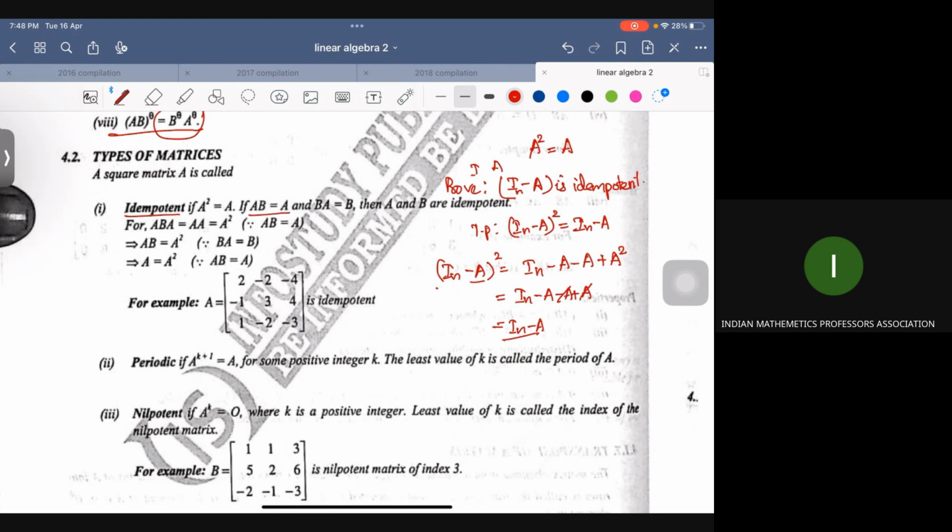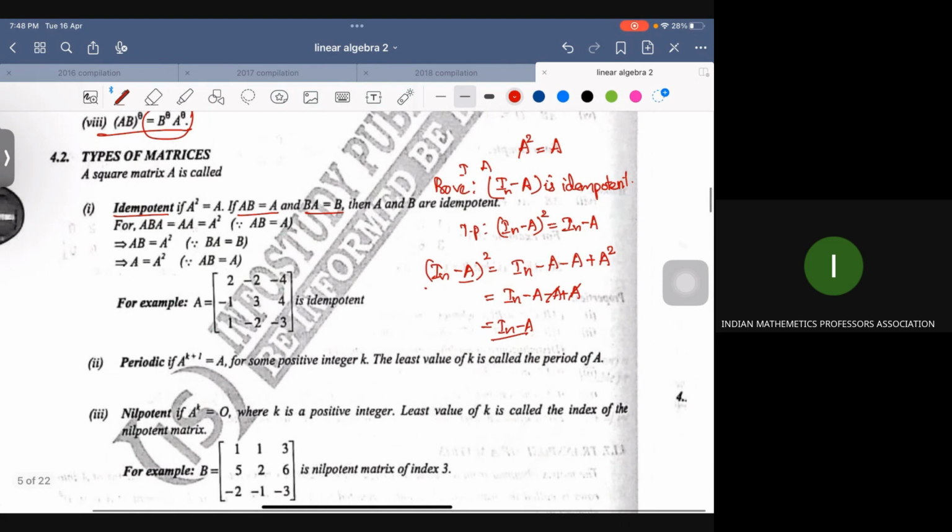Another condition: if AB is equal to A and BA is equal to B, if these two conditions are satisfied, then both A and B are idempotent. Proof: let us take AB is equal to A. Post multiply by A on both sides. ABA is equal to A into A. Here BA is nothing but B. So AB is equal to A into A, which is A square. Again AB is equal to A. So A square is equal to A, so A is an idempotent matrix. We can prove this for B being idempotent also.